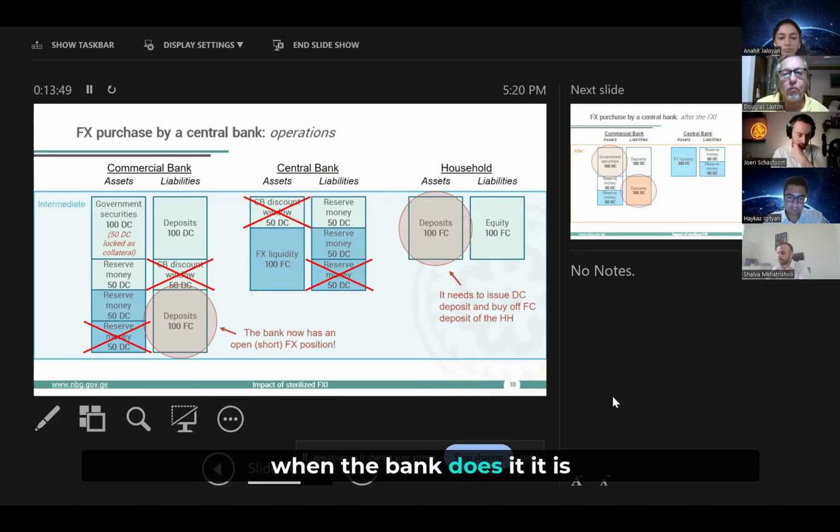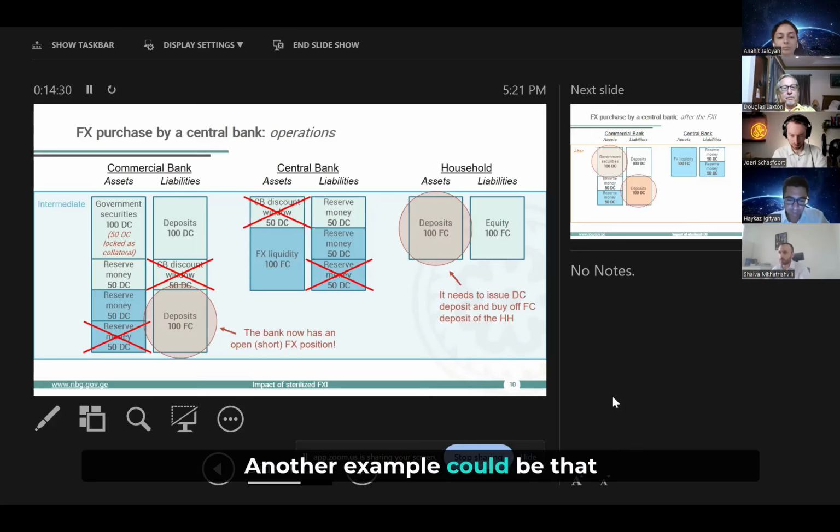When the bank does it, it is essentially issuing a domestic currency liability and using it to pay off this foreign currency liability. Essentially, it is issuing domestic currency deposits, which is a kind of money, to buy this dollar deposit from the household. It's essentially incentivizing the household to convert its foreign currency deposit into a lari deposit. In this example, that's the only way for this bank to close this FX position.